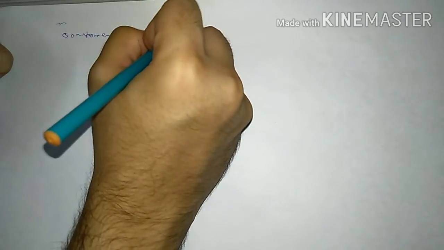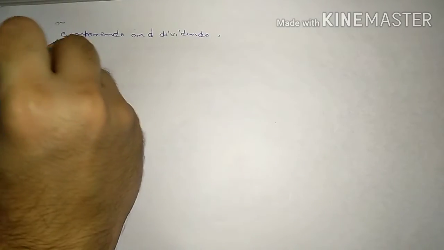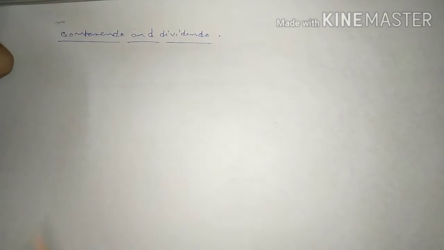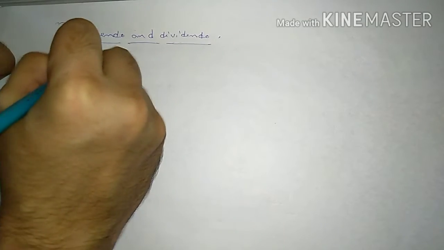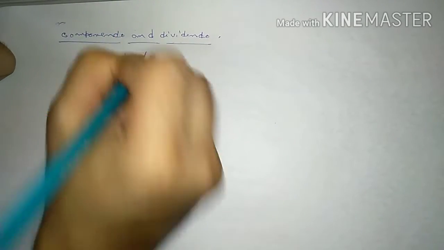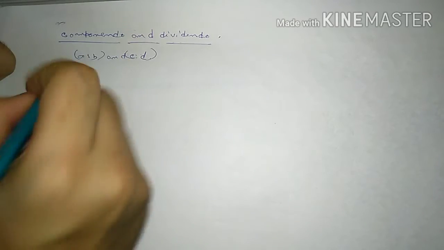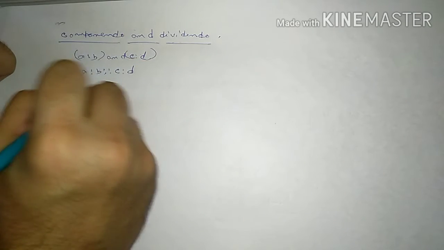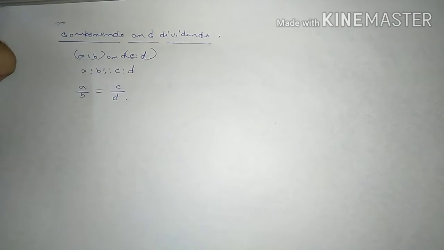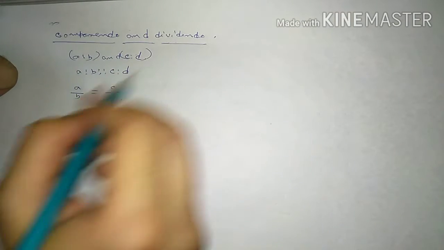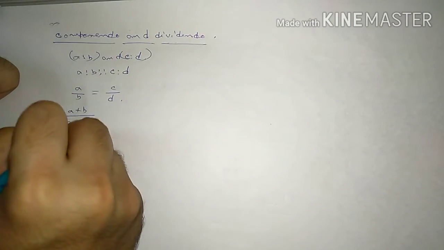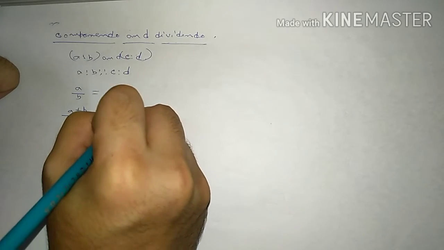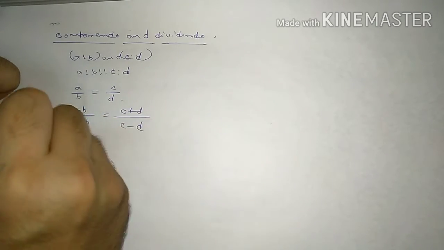Now a new relation comes, that is componendo and dividendo. Let us consider two ratios, A is to B and C is to D, which are in proportion, that is A is to B double colon C is to D, which can be written as A by B equals C by D. By using componendo and dividendo, we can write that A plus B by A minus B equals C plus D by C minus D.